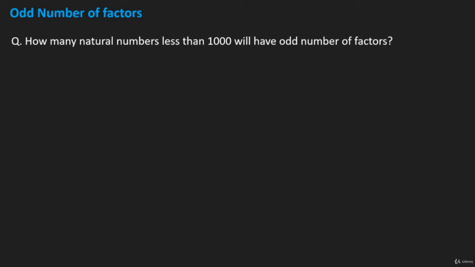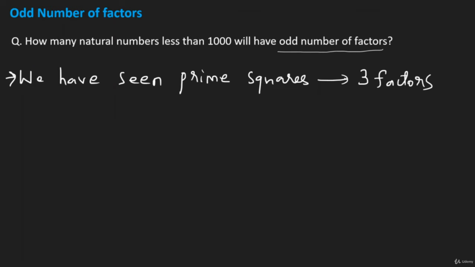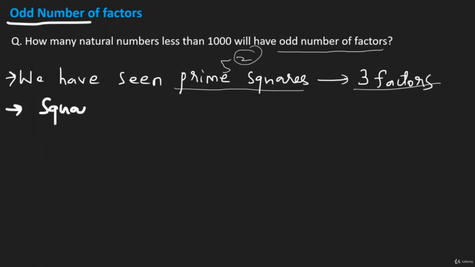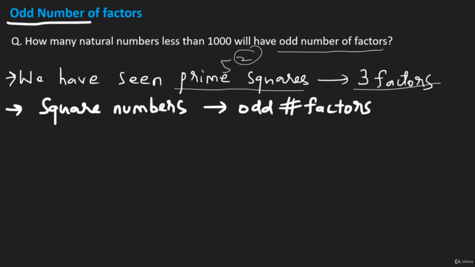Let's do this question. How many natural numbers less than 1000 will have odd number of factors? All right, we have already seen that prime squares will have 3 factors, right? We have seen that in the case of 5 square, it has 3 factors. That's 2 plus 1, which is 3, right? Now over here we are trying to analyze cases where there will be odd number of factors. Now you can see that if you take any square number, it will have odd number of factors.